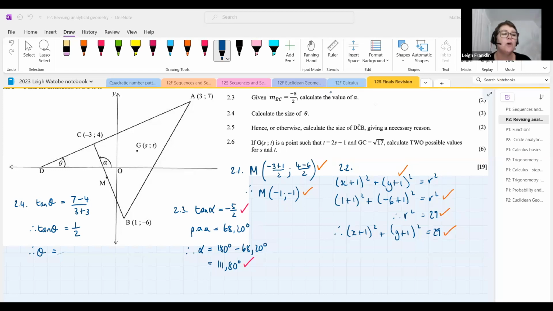Okay, so if you start with the y coordinate of C at the top, you've got to start with the x coordinate of C at the bottom.